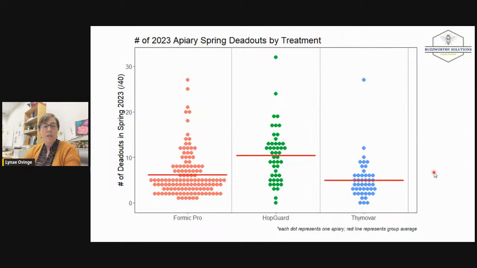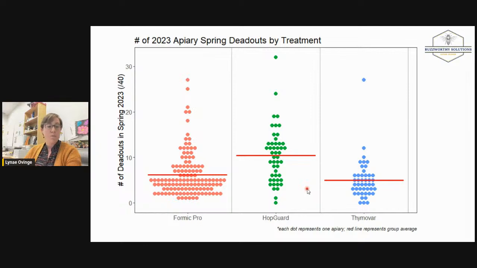And each of these dots, I've got to say, so researchers, when we normally give you results, we'll give you these bar graphs. So each of these lines is an average, okay? And this would normally be a bar, and this is a bar, and this is a bar. But I like to show all the data. And so each of these is an apiary, a bee yard. And so this green one here, it had something like 32 deads in it. This one for Thymovar was maybe something like 28. And so that way you can see all the data and really see the trends.